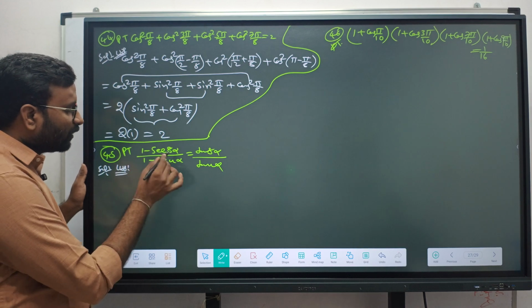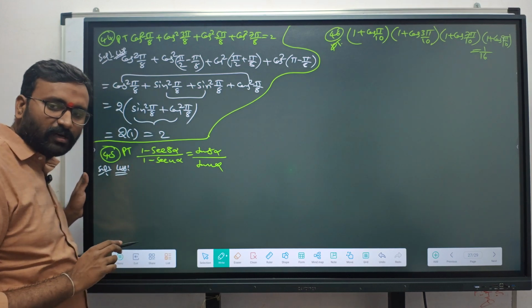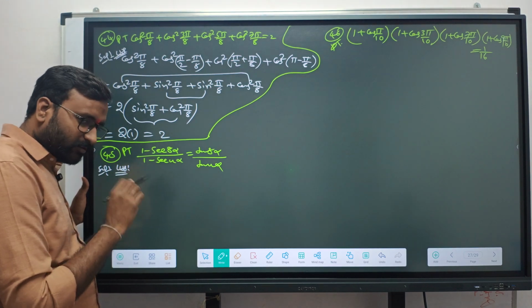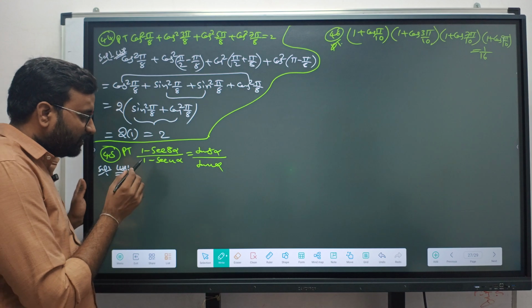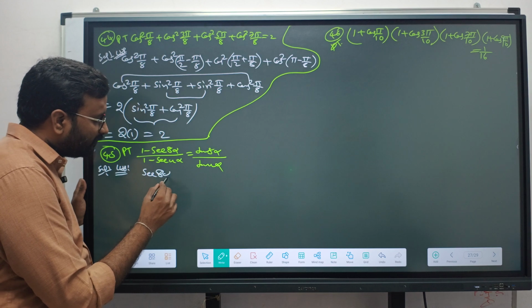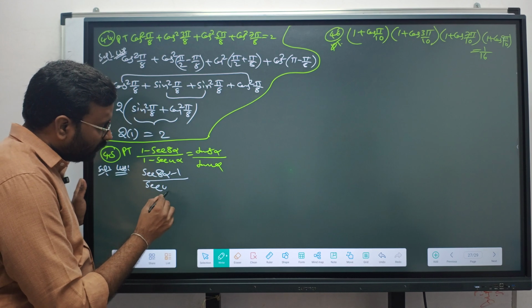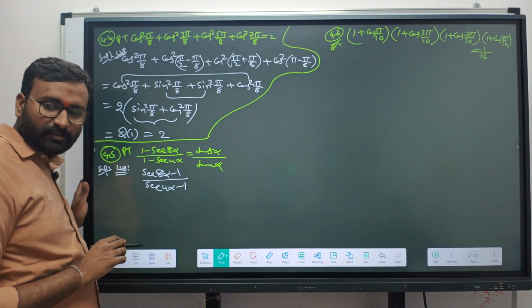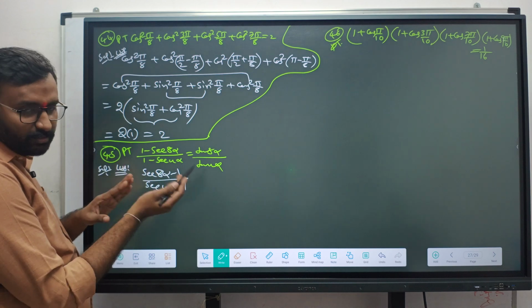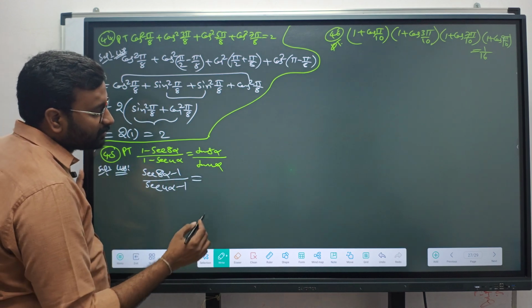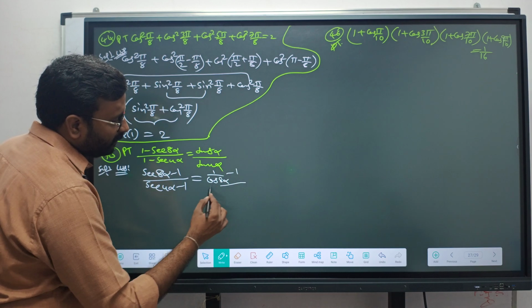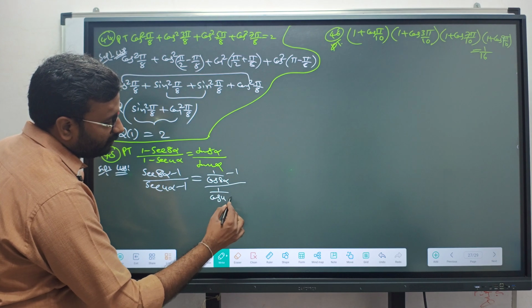LHS: 1 minus secant 8 alpha by 1 minus secant 4 alpha. You can write secant alpha as 1 by cos alpha directly, or what I am doing first for simplification is writing secant 8 alpha minus 1 by secant 4 alpha minus 1, taking minus and minus common and cancelling. Now write what is secant 8 alpha? 1 by cos 8 alpha minus 1, by 1 by cos 4 alpha minus 1.